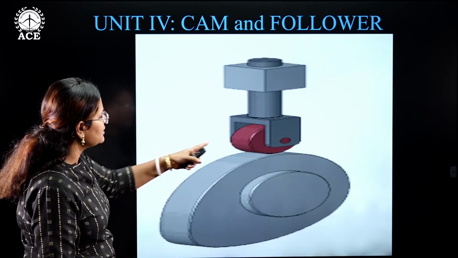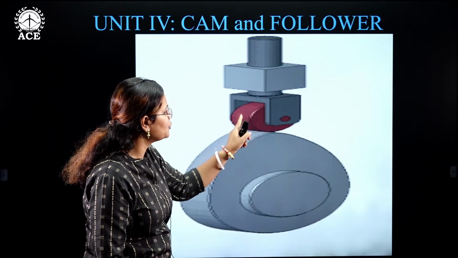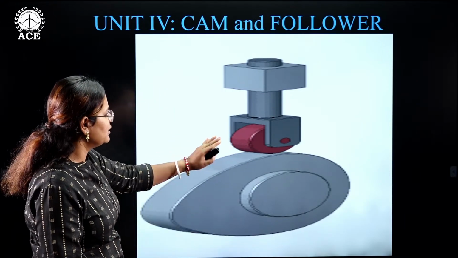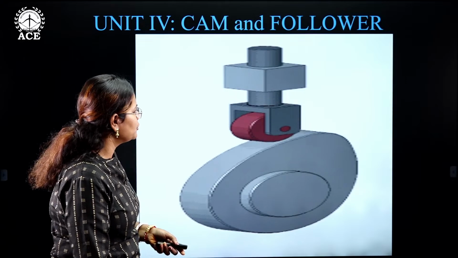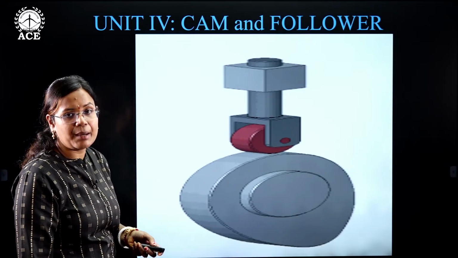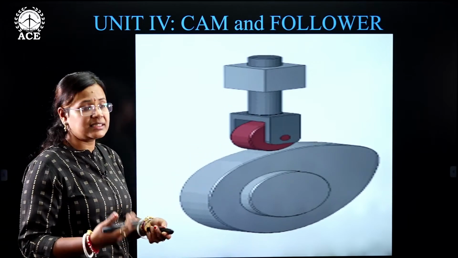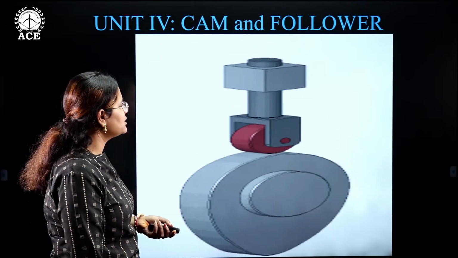You can see that this is a roller kind of element. We'll learn about the classification of followers. Let us first learn that this is a roller kind of follower. So this is how a cam and follower motion is progressing. In the next slide we will be discussing how the followers are classified.